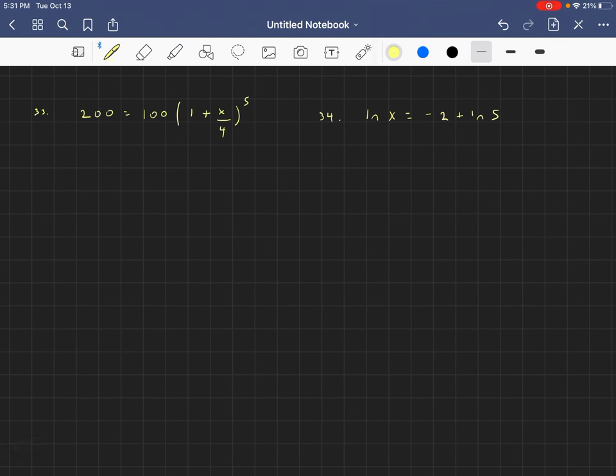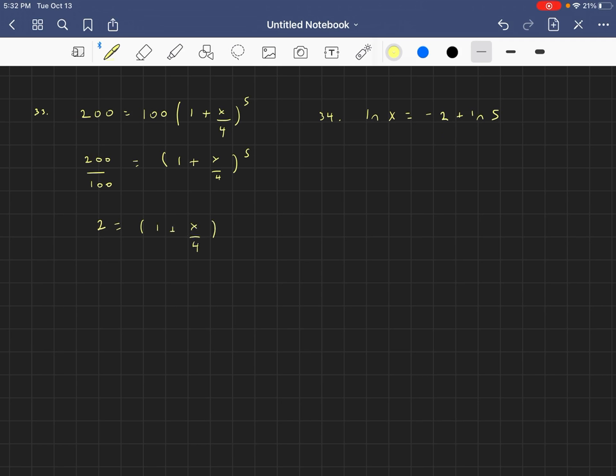This was a little different. I'm going to get the x, the part with the power, by itself. So the 100 has to go first. Divide it. So that becomes a 2 over here.